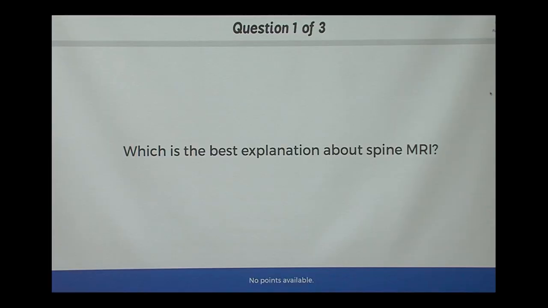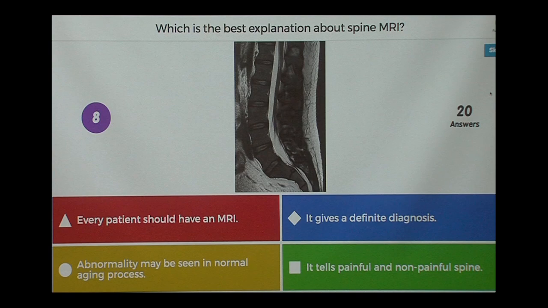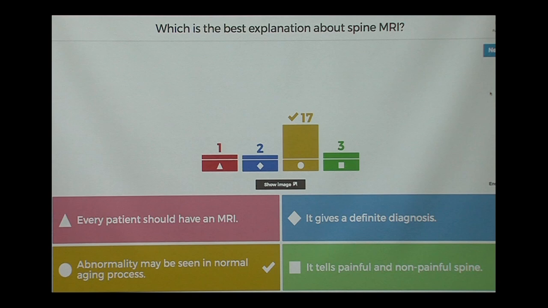We have a little bit of time, so I will do a quiz. Okay, question one. Which is the best explanation about spine MRI? Every patient should have an MRI. It gives a definite diagnosis. Abnormality may be seen in the normal aging process. It tells painful and non-painful spine. The right answer is abnormality may be seen in the normal aging process.